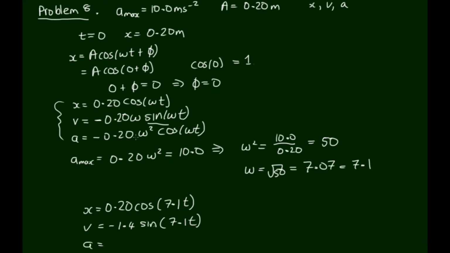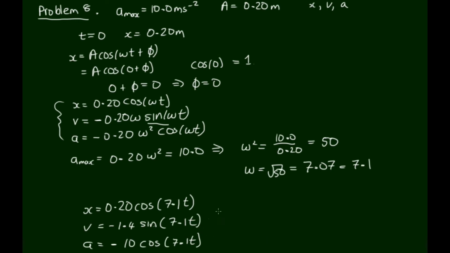And A is equal to minus 0.20 times omega squared. So remember omega squared was 50, so 0.2 times 50, that's 10. So this is minus 10 cos omega t, which is 7.1 t. And we should just check the maximum value of this one is when cos of this is minus 1, and that gives us 10, which is what we were given in the question. So it seems consistent. It's always a good idea to just check our answers.